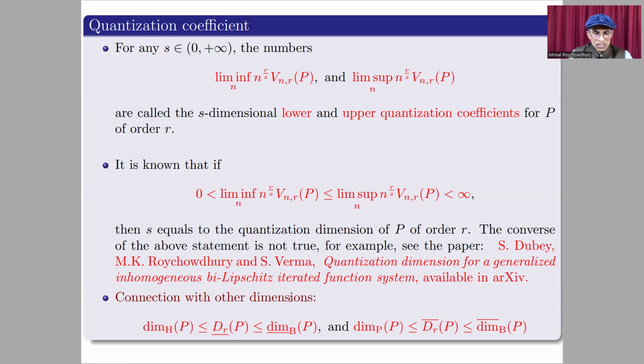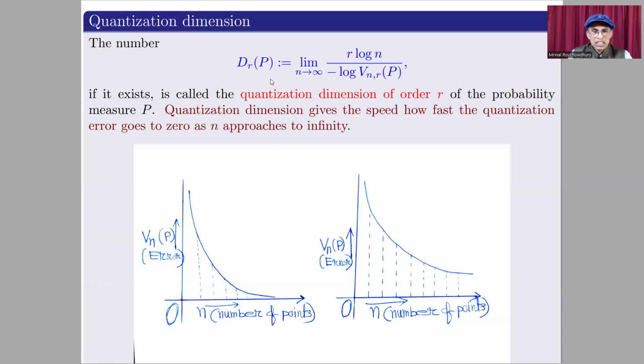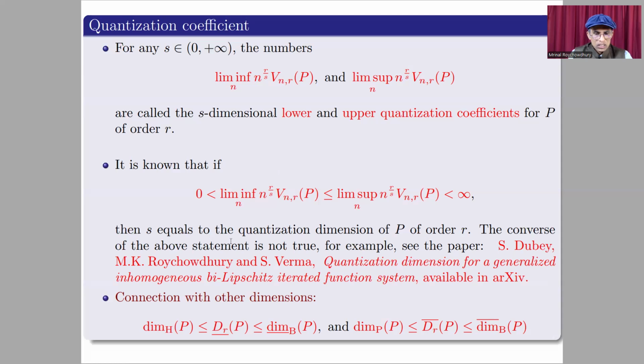Now, is there any connection of quantization dimension with other dimensions of dynamical systems? Yes. Remember, if the quantization dimension does not exist, then we can define the lower quantization dimension, which is the limit infimum, and the upper quantization dimension as the limit supremum. When the limit infimum and limit supremum are the same, then we call it the quantization dimension. The lower quantization dimension always lies between the Hausdorff dimension and the lower box counting dimension of the measure. The upper quantization dimension lies between the packing dimension and the upper box counting dimension of the measure.